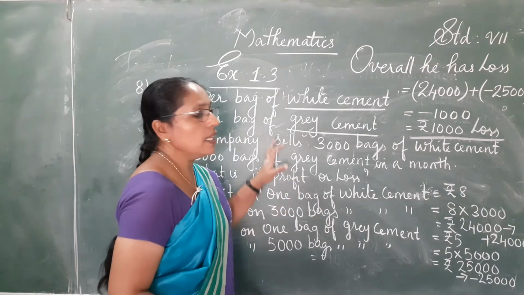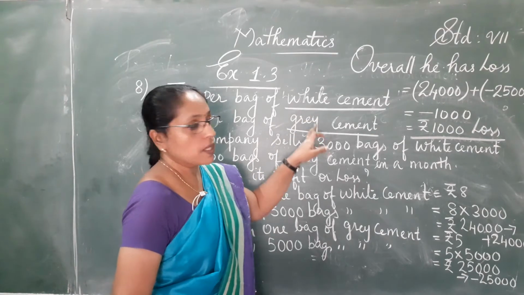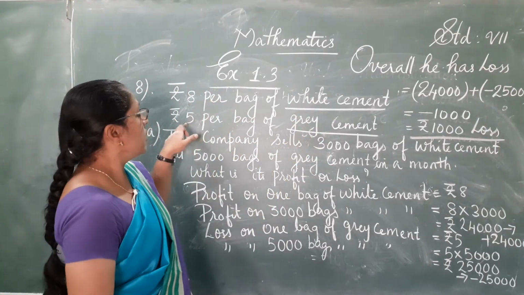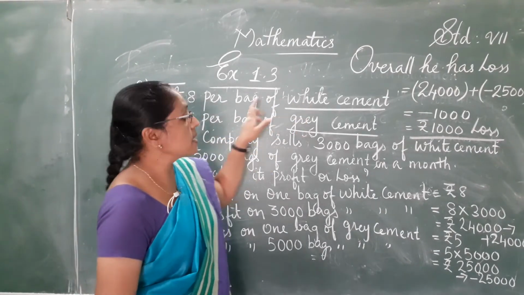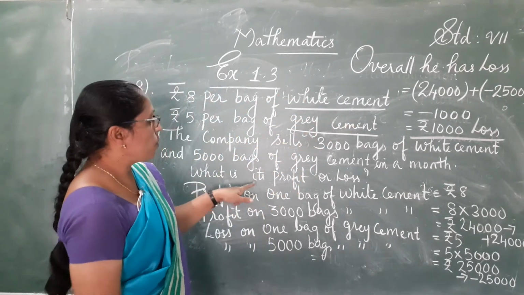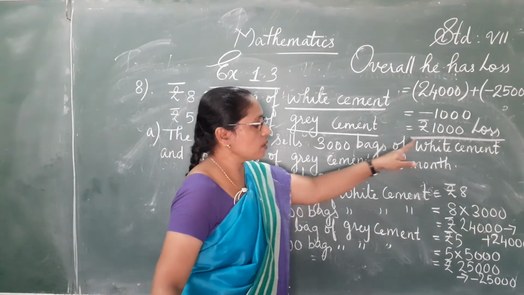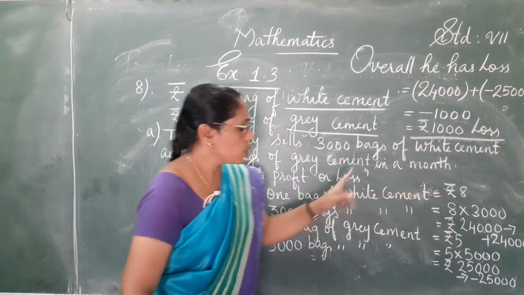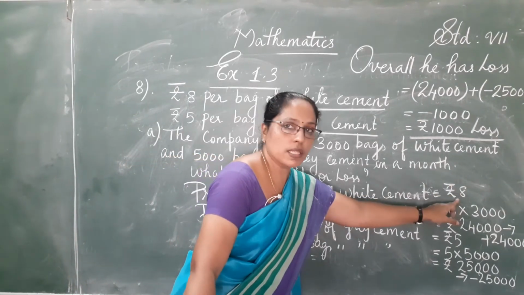Okay. So once again, here the question is about a cement company selling two types of cements, white cement and grey cement. On selling grey cement, he is having loss of rupees 5 per bag, and selling white cement he is having rupees 8 per bag profit. So what would be his profit or loss? The company's profit or loss by selling 3,000 bags of white cement and 5,000 bags of grey cement in a month. So first we took the profit on one bag of white cement, that is rupees 8.